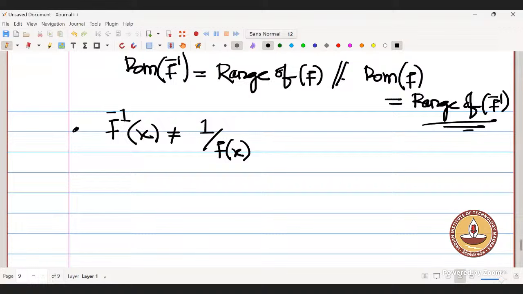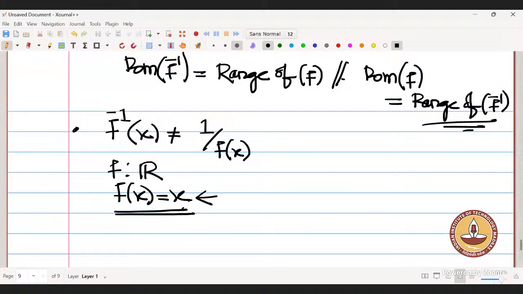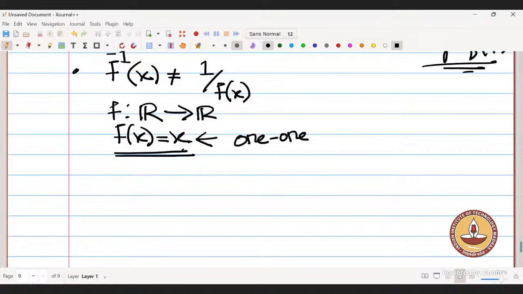So for example, if you consider F of X equal to X, this is a 1-1 function from R to R, right? What is the inverse of this function? Same function, same X. This is the identity function, right? So F inverse of X is also X, but certainly this is not equal to 1 by X. So they are two different things.